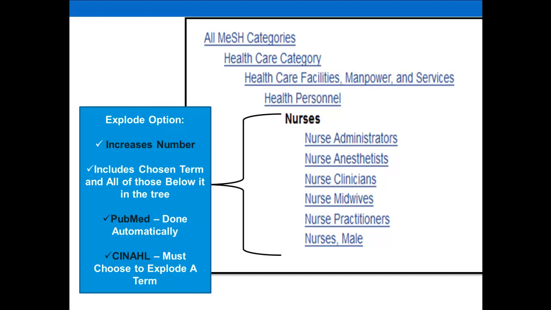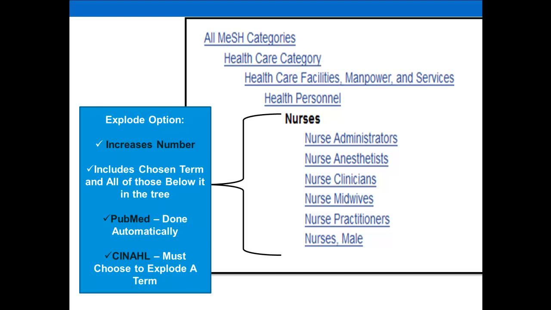One thing to keep in mind when it comes to exploding is that in the two main databases you're going to use, PubMed and CINAHL, each has a little bit of a difference. PubMed is going to automatically explode. You'll have to go into the MeSH entry terms and go into the record and tell it not to explode, which I show you how to do in a video in the PubMed tutorial. So if you don't want it to do it, you have to tell it to stop.